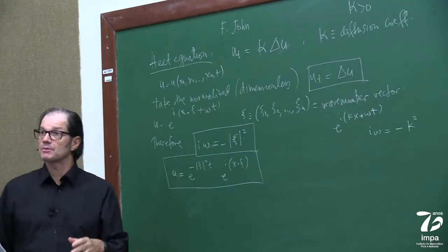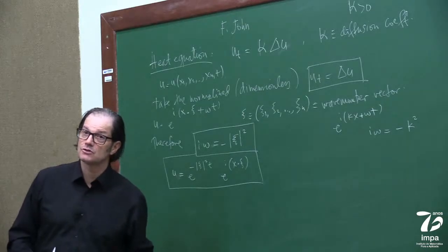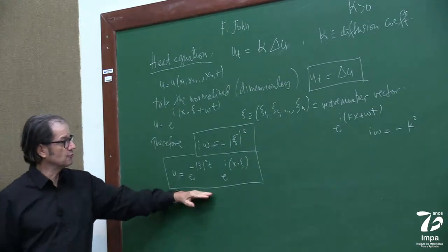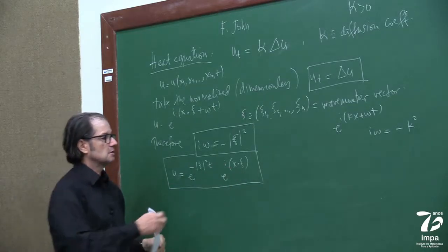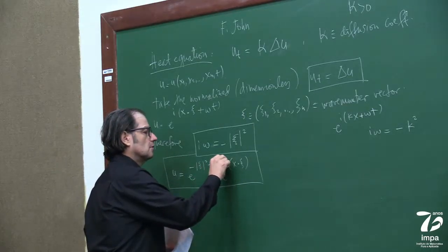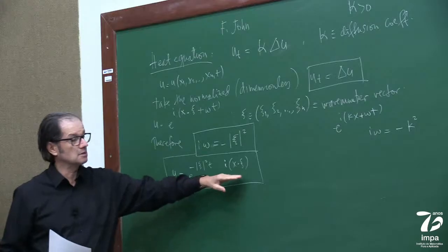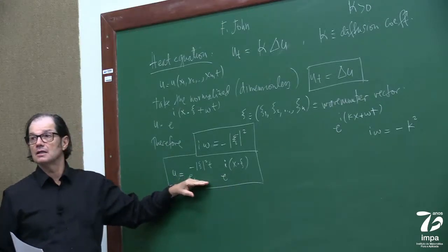Right? I'll try to wrap up the course going back to some of those figures. We're getting close to the end of the course. But let's read this. This says that an oscillating mode in space will decay in time.